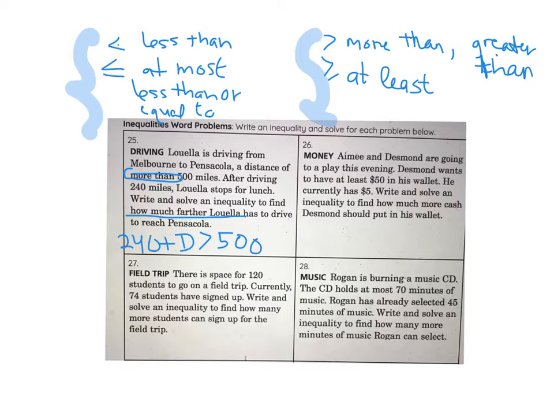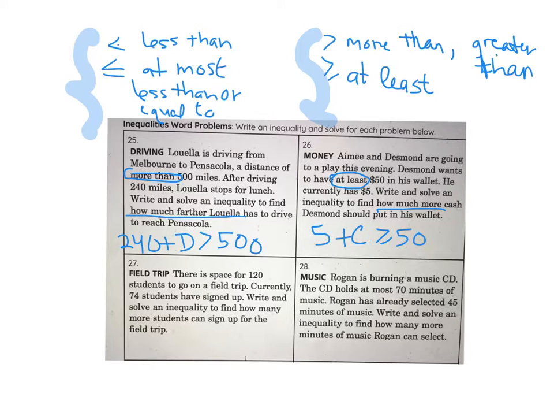For number 26 now, you can read this all you want, but we're setting up an inequality here, and if you read it, you find this key phrase where it says at least, and that's the greater than or equal to symbol. So that's going to be greater than or equal to $50. And they want to know how much more cash Desmond should put in his wallet. It says he started out, he has $5, but how much more cash? So it's going to be plus C. So we can leave it at that.